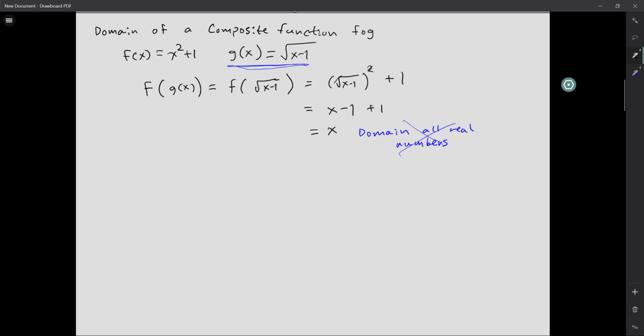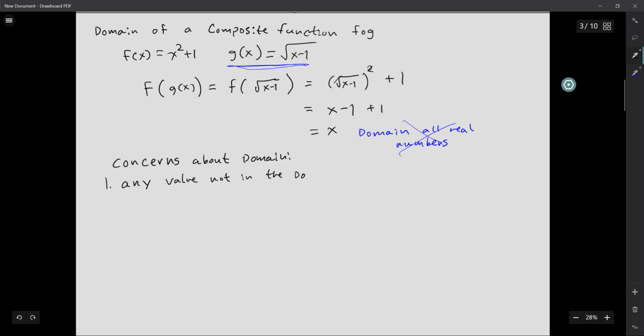So let's see. On the right, we have concerns about domain. One, any value not in the domain of g, but I should say generally here, inside function.